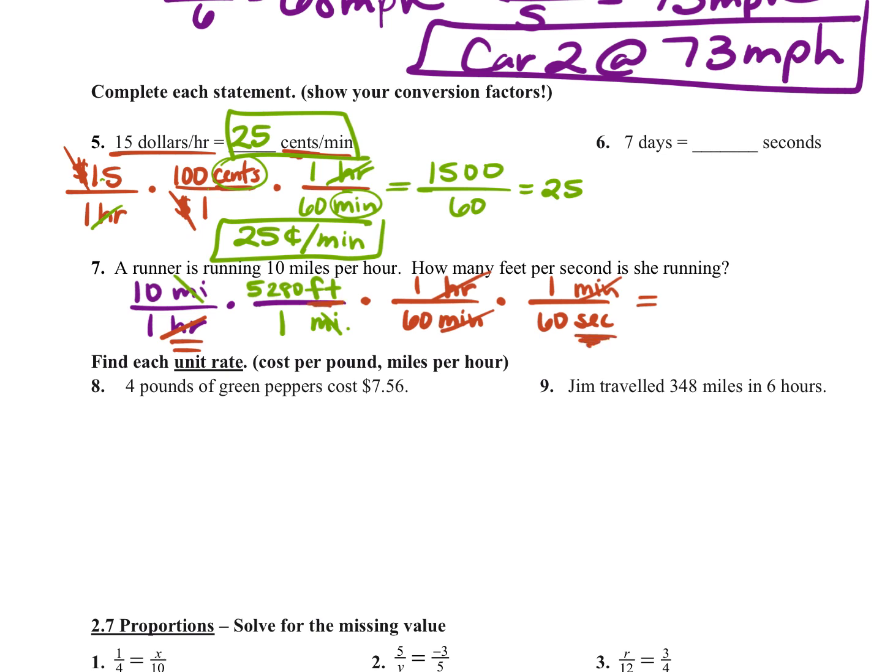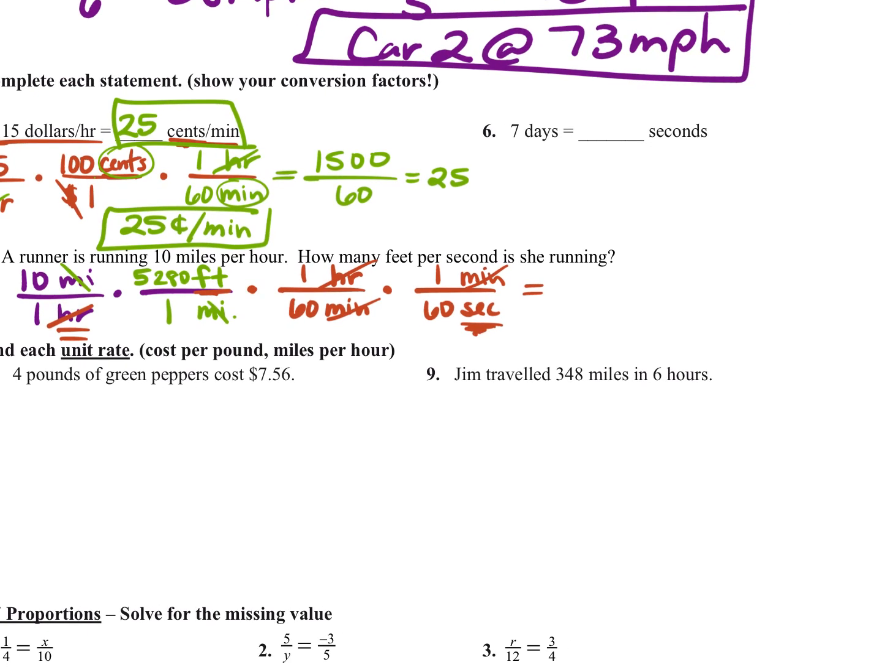Feet per second. What do you do? Multiply. Straight across, right? So you would get 52800, 10 times 5280, over 60 times 60, so 3,600, and then just divide that. 52800 divided by 3,600 is 14.6 repeating.